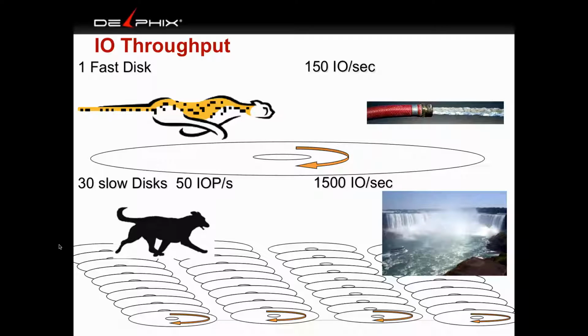Somebody might try to sell me this really fast disk, but it's just one disk, so I can't support many IOPS. I can buy a bunch of slow, cheap disks, but if I have a lot of them, I can support a lot of IOPS.